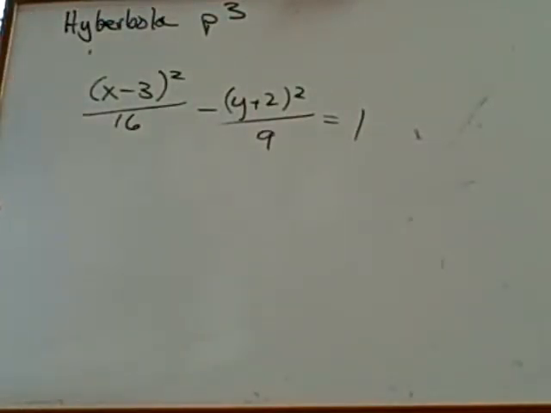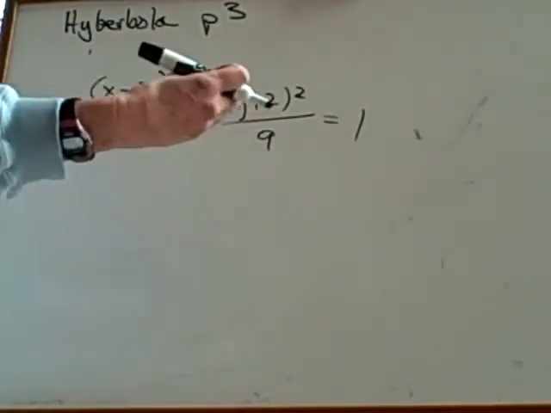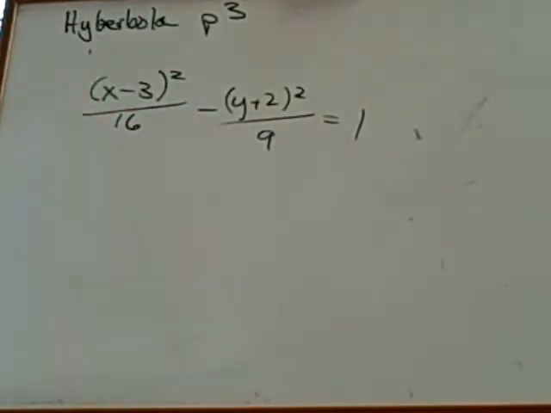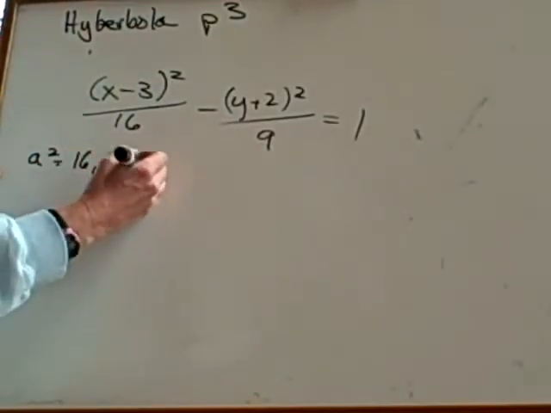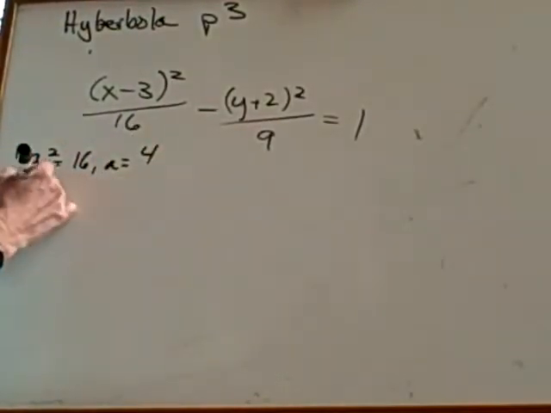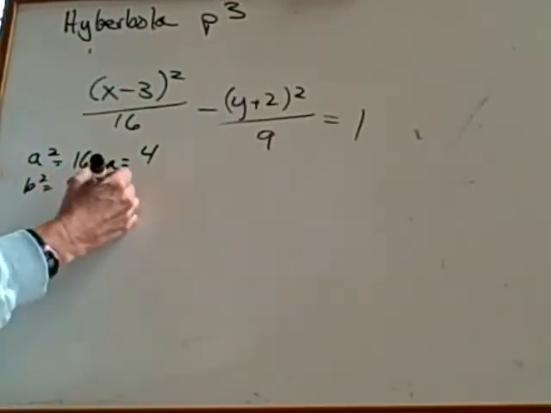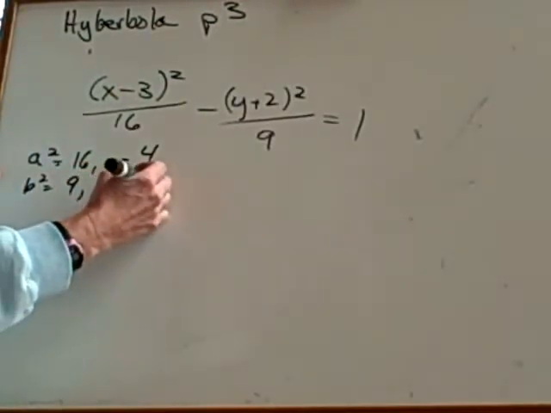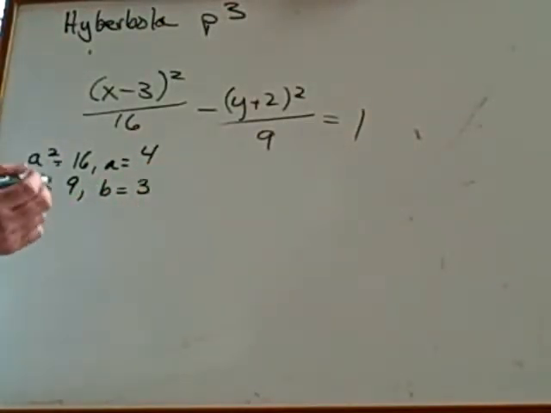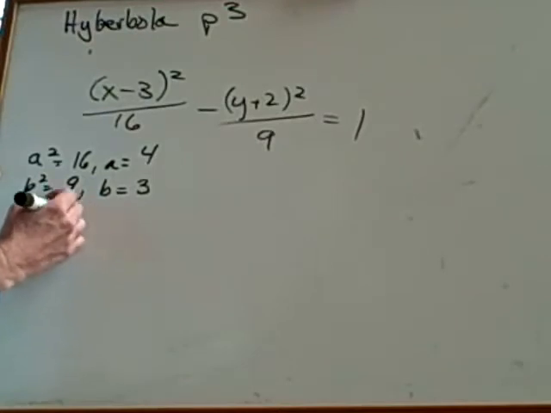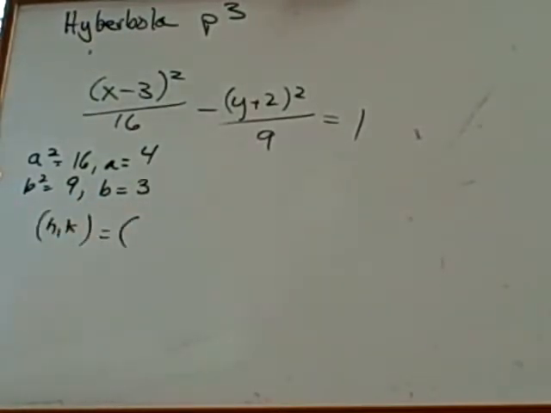What's it going to be? It's in the x, so it's going to be horizontal, right? Horizontal. Okay, so we're good for that. That makes this the a squared, right? So a squared equals 16, so what is a? 4. b squared then equals 9, so what is b? Negative 4. Or b is 3. Sorry. That's all right. Go ahead and tell me what my center is, because that's pretty important. That would be 3, negative 2.